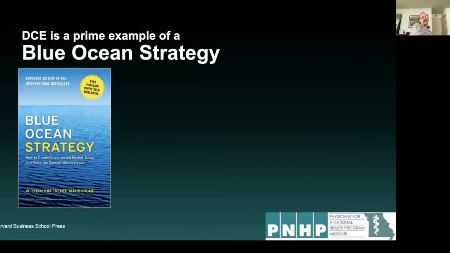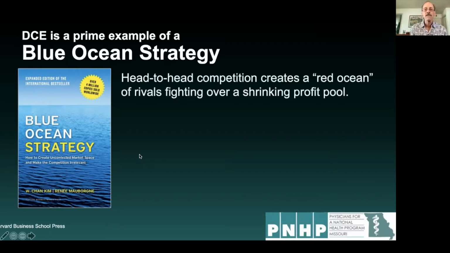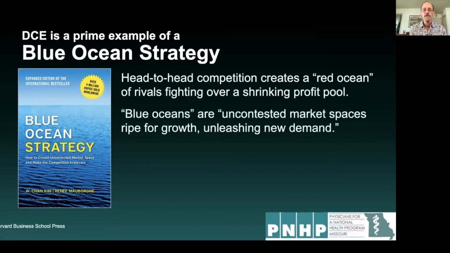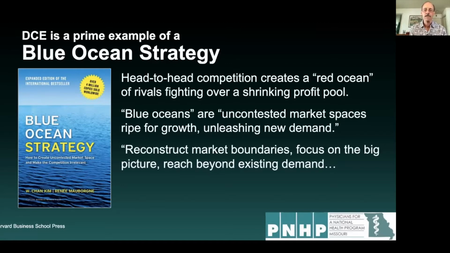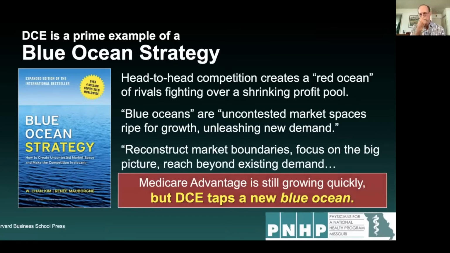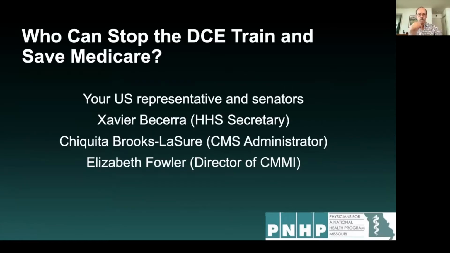So direct contracting entities is a prime example of a blue ocean strategy, which means you find an area that has not yet been exploited, where you're not competing with a bunch of other people, and you're the first one in there, and the ocean is blue because there's no competition, whereas if there's a bunch of competitors, it would be red with blood. This is what DCE is going after.